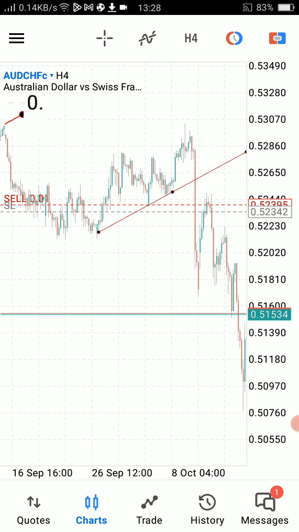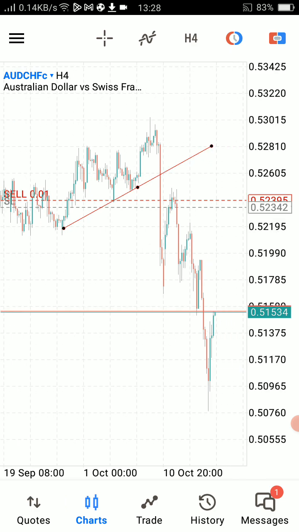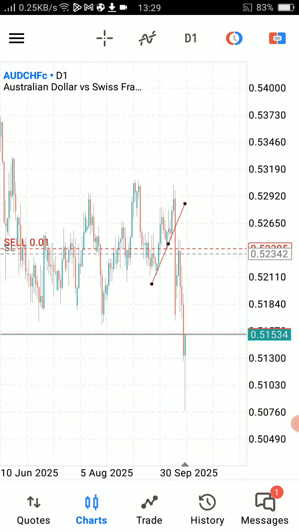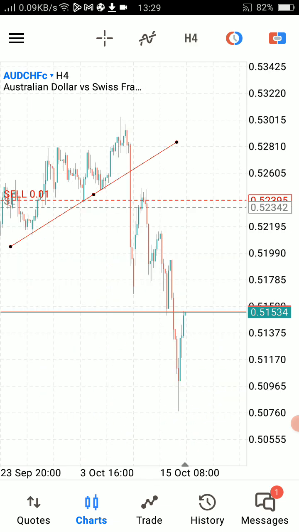explain this. You see what happens here? We saw this very, very huge candle breaking this area. So what I wanted to do after this candle was wait for a confirmation.